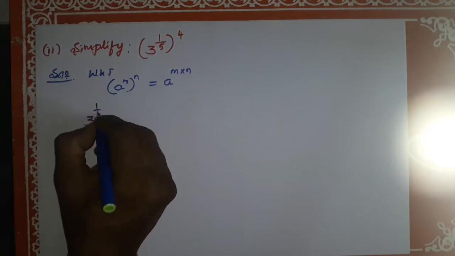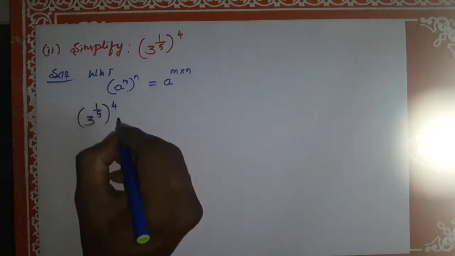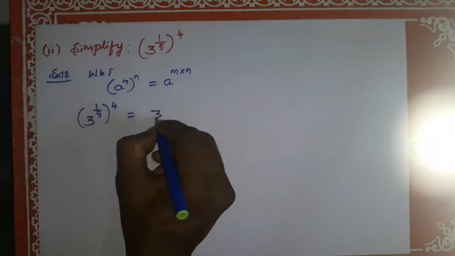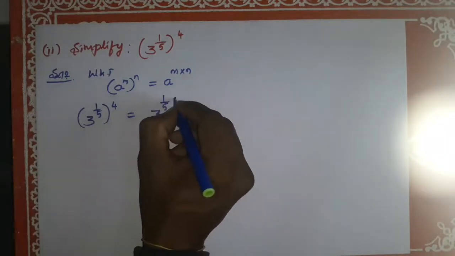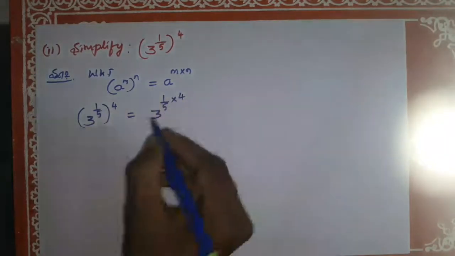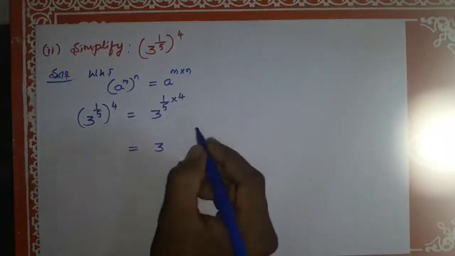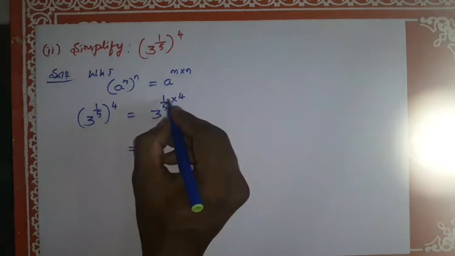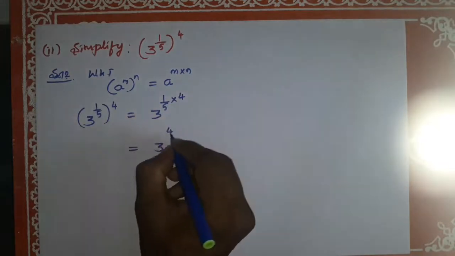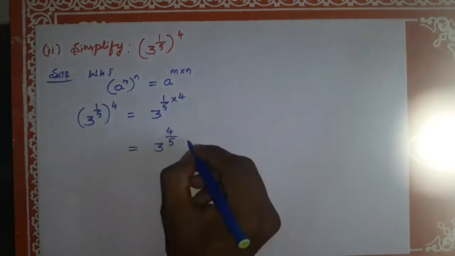3 to the power of 1 by 5 whole to the power of 4 is equal to 3 to the power of 1 by 5 into 4, which is equal to 3 to the power of 4 into 1, 4 ones are 4, divided by 5. This is the answer.